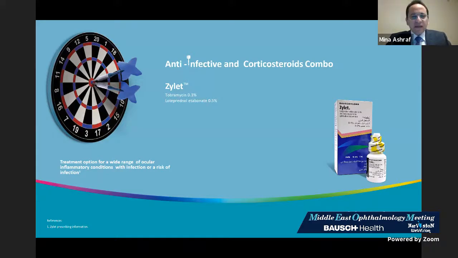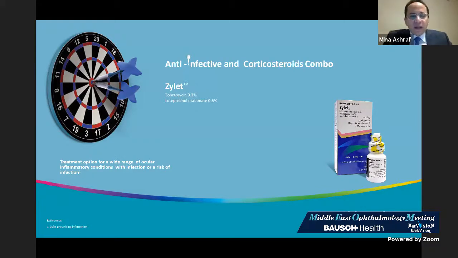Today I will briefly introduce to you Xylit. Xylit is actually our newest introduction in the Middle East markets. Xylit is an anti-infective and corticosteroid combination. Xylit is tobramycin 0.3% in addition to loteprednol 0.5%. As you all know very well, the Lotemax suspension and the Lotemax gel. Now Xylit is actually Lotemax in addition to tobramycin 0.3%.